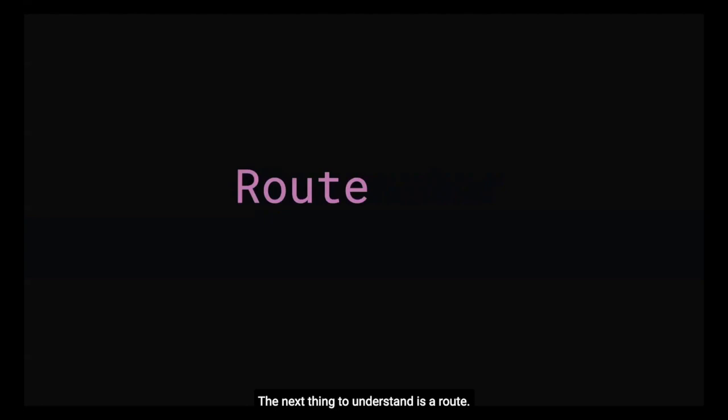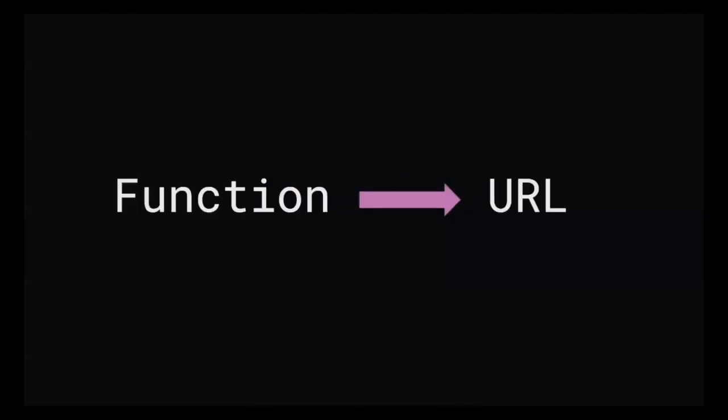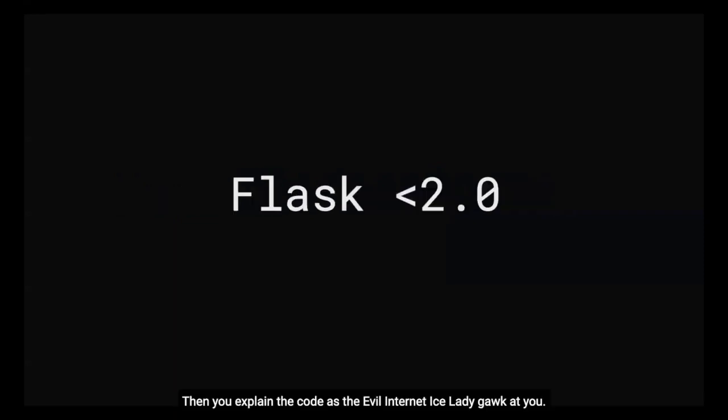The next thing to understand is a route. A route maps a function to a URL, so it knows which web page to take the user to making the request. You're on a roll. Then you explain the code as the evil internet ice lady gawks at you.